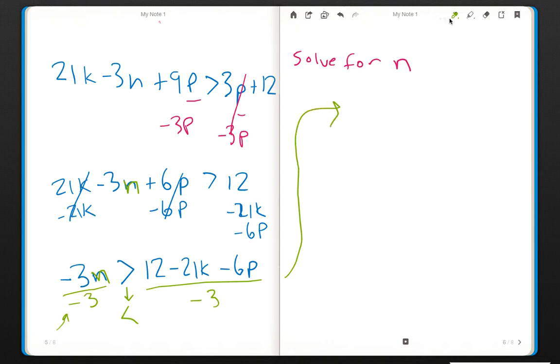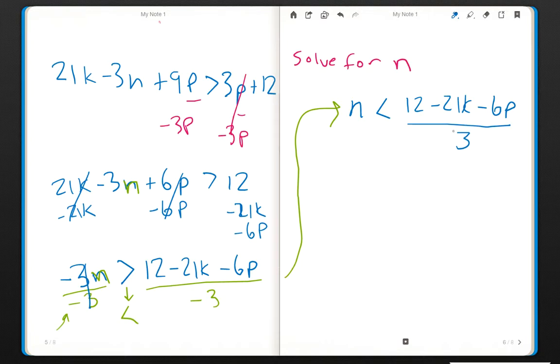And let's go back to blue. I'm liking the blue better. We have, because this is going to cancel, n is now less than 12 minus 21k minus 6p all over 3. Are we done? No, we're not. We can simplify this, can't we? We can distribute this 3 by division.